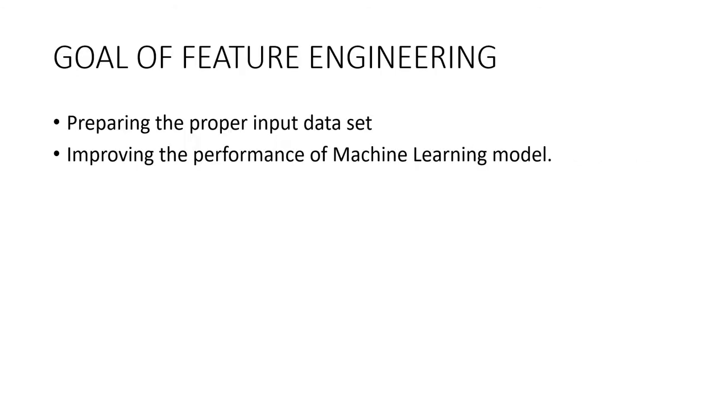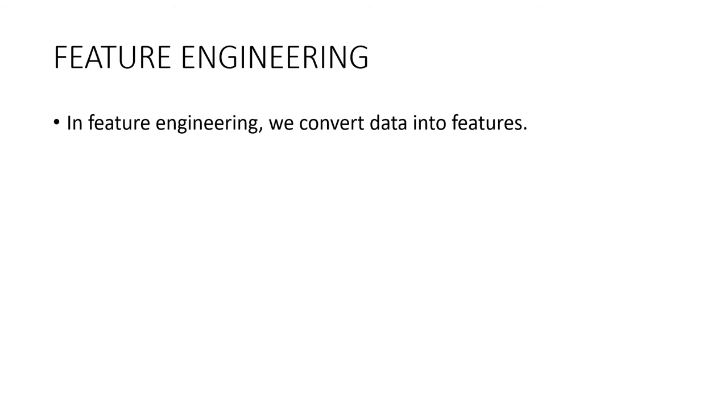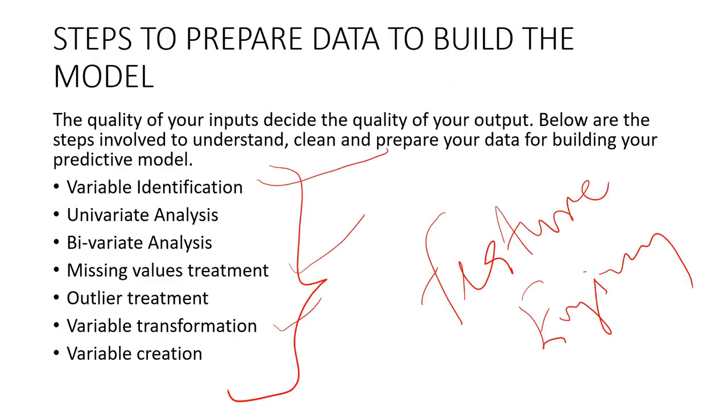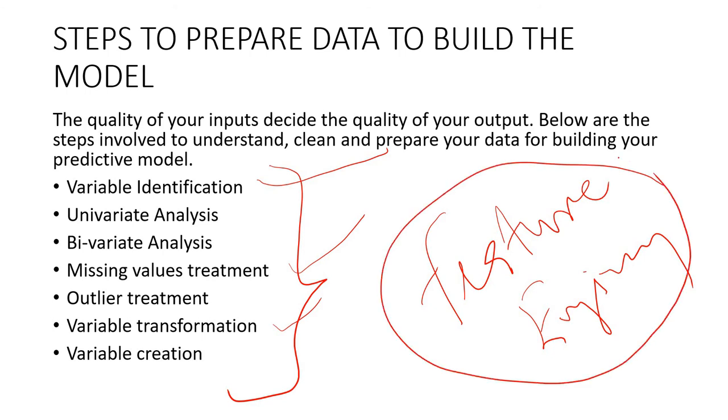A quick introduction to feature engineering. The goal of feature engineering is to prepare the proper input data set and improve the performance of the machine learning model. It's simple. In feature engineering, we convert data into features. What are all the different steps to prepare data to build the model? That's what we are going to discuss here.